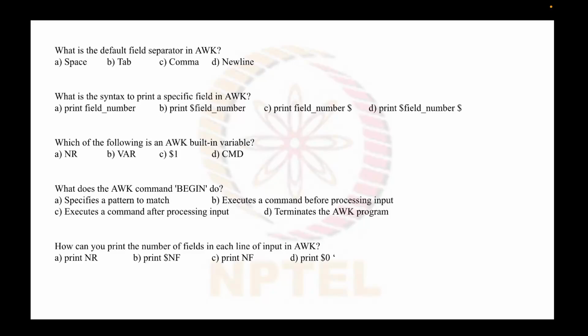Third one is which of the following is an awk inbuilt variable, nr, var, $1 or cmd. Fourth one is what does awk command begin do? Specifies the patterns to match, executes a command before processing input, executes a command after processing input, or terminates the awk program. Fifth one is how can you print the number of fields in each line of input in awk? Print nr, print $nf, print nf or print $0.